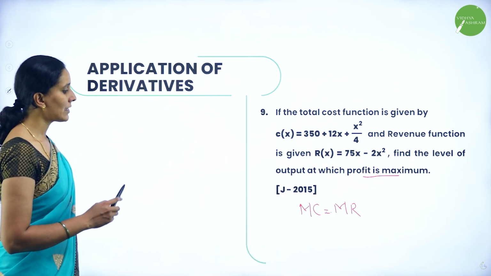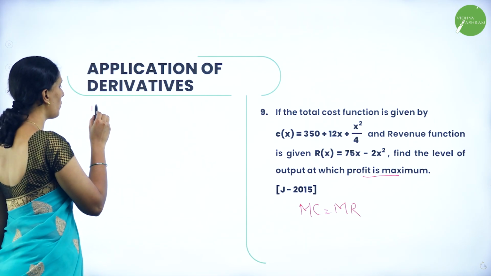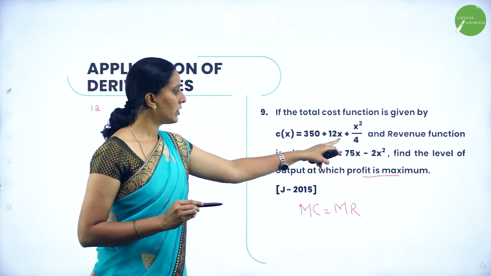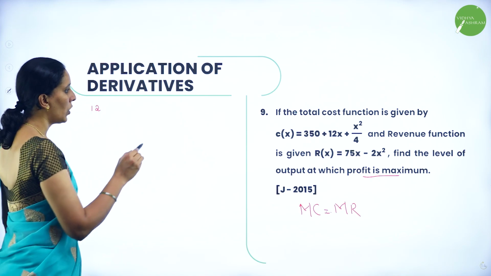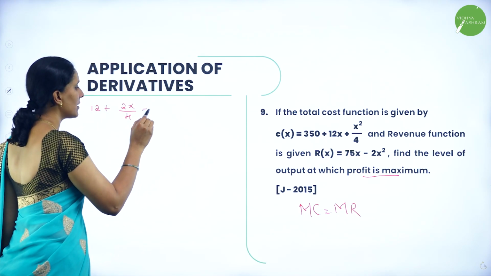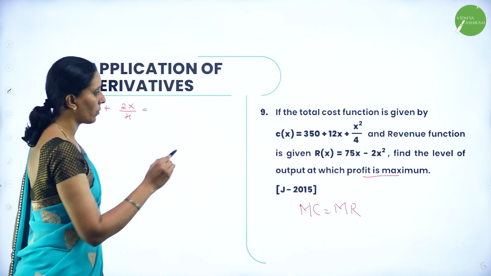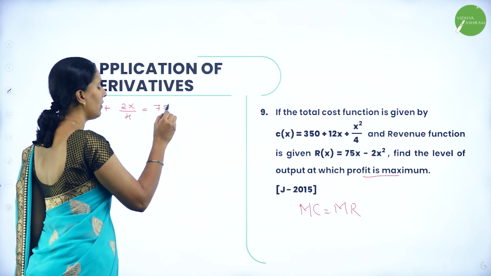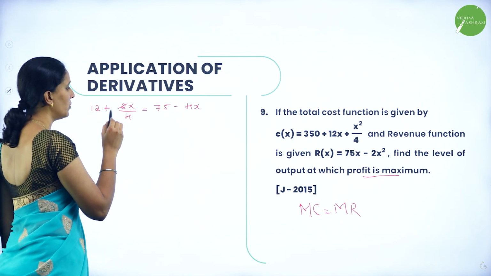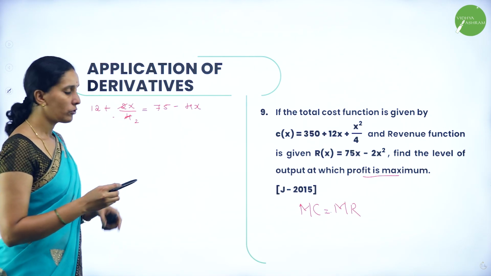So therefore, let's find out marginal cost. Marginal cost will be 12 because constant derivative is 0. 12 into 1 we will get, and here we have 2x by 4. That is equal to the derivative of the second function 75x minus 2x square, which will become 75 minus 4x. So now here also 2 get cancelled. So we can multiply 2 throughout to remove the fractions.